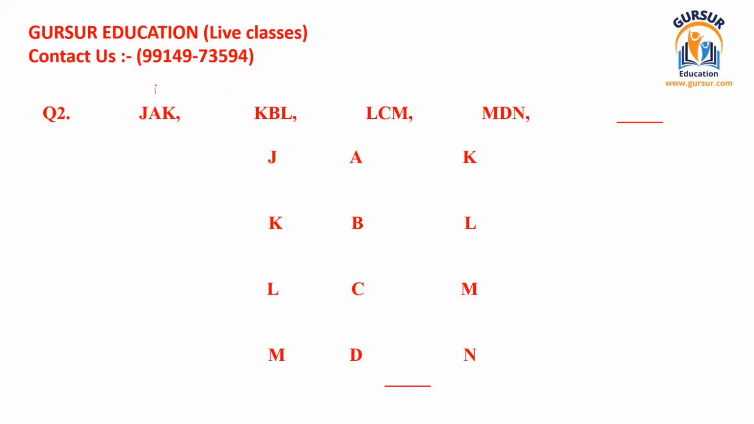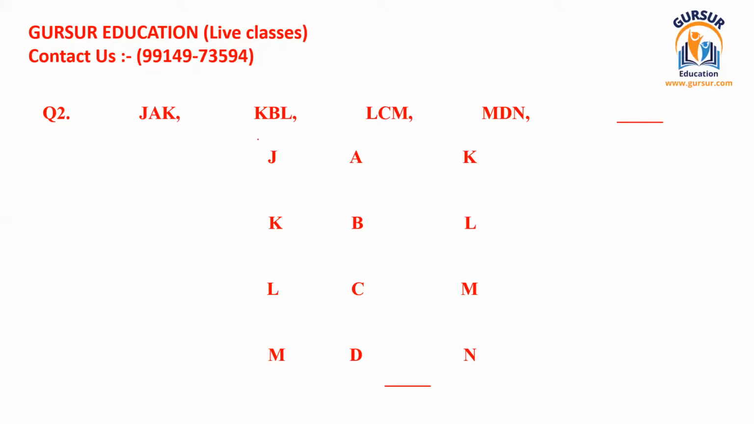So this is a series. This is the first element J, A and K. Then second element K, B, L. Third is L, C, M. The fourth one is M, D, and the fifth one is missing. You have to find what shall come at the place of this blank on the basis of the relationship between these four combinations. I have already written all these in an elaborated form. So this is the first element, this is second, this is the third one, this is the fourth one, and the fifth we are going to find.